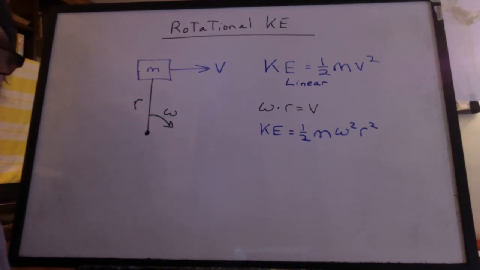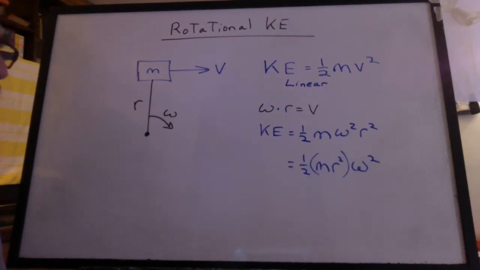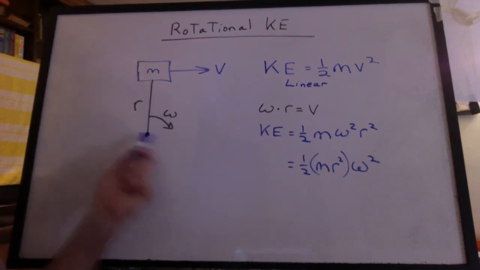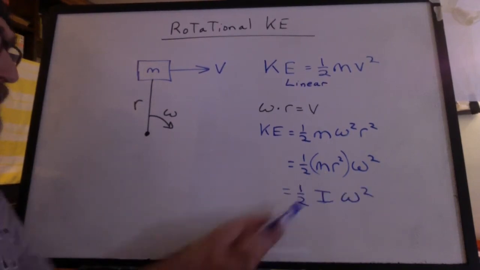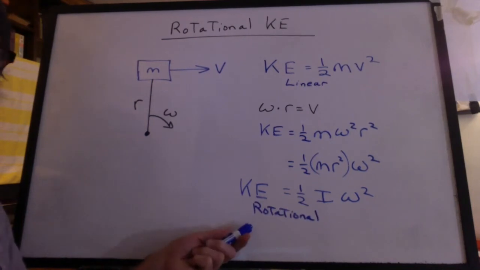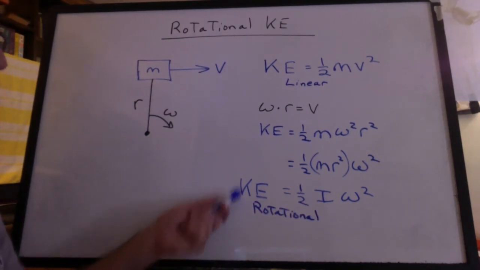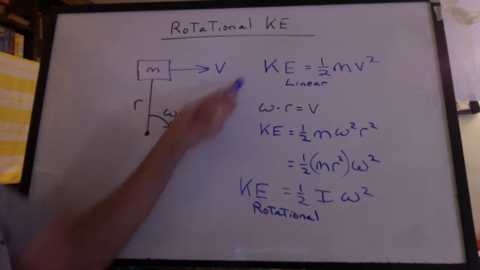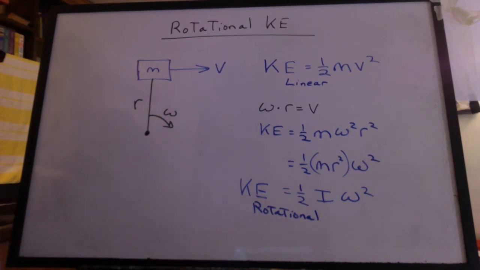Something in there looks familiar. Do you recognize mr squared? All the mass is at the full radius. That is the rotational inertia. So here we have the kinetic energy, rotational. It's the same amount of kinetic energy if we express it linearly or rotationally.